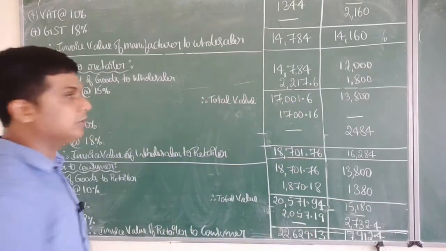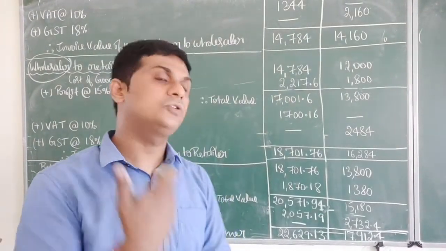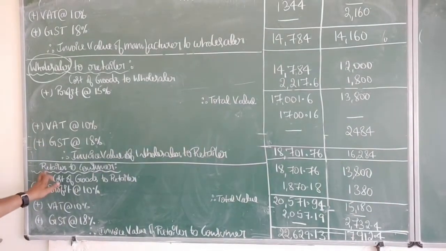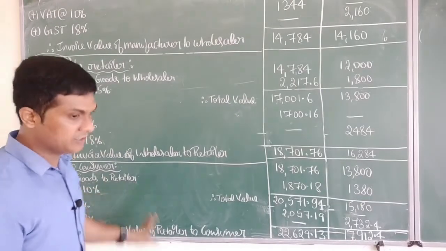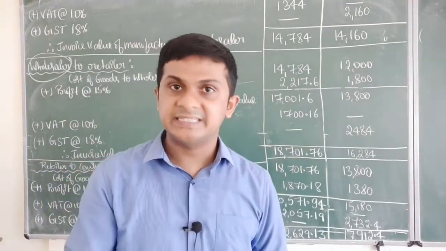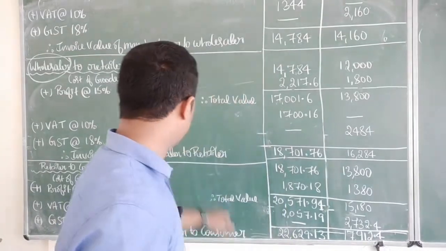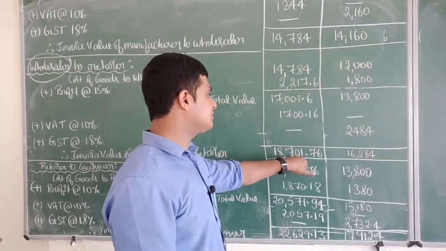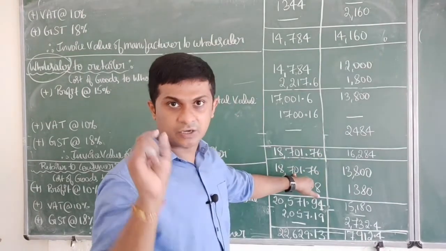After that, I have to calculate for retailer to consumer, the invoice value of retailer to consumer. So I'll write that, retailer to consumer. Now I have to consider the cost of goods to the retailer. So without GST, as I said earlier, we have to consider the invoice value itself. Invoice value is 18,701.76. So that I have considered as a cost.